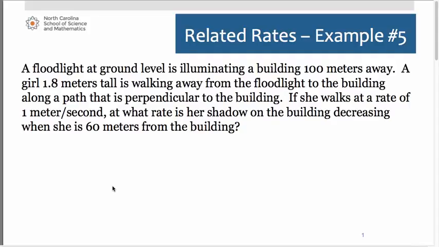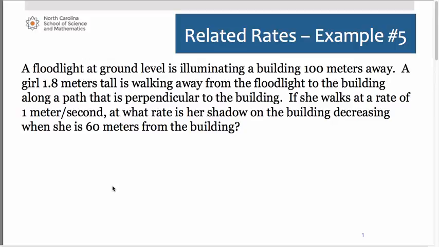Hi everyone, let's take a look at a related rates problem that is going to involve proportions with similar triangles. A floodlight at ground level is illuminating a building 100 meters away. A girl 1.8 meters tall is walking away from the floodlight to the building along a path that is perpendicular to the building. If she walks at a rate of 1 meter per second, at what rate is her shadow on the building decreasing when she is 60 meters from the building?